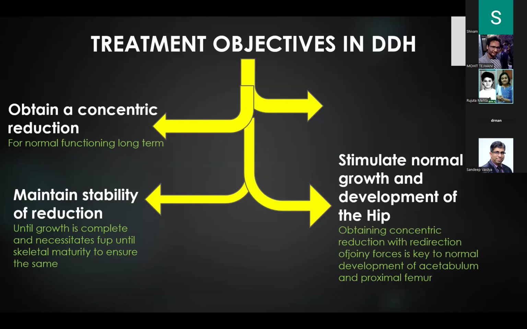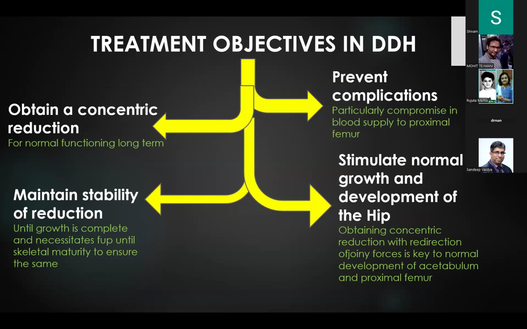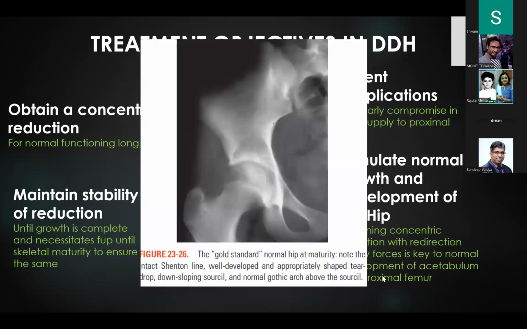So obtaining a concentric reduction with redirection of joint forces is key to normal development of the acetabulum as well as the proximal femur, and to prevent complications, particularly compromise to the blood supply of the proximal femur, arthritis, and femoroacetabular impingement. So the gold standard normal hip at maturity is basically an intact Shenton's line, a well-developed and appropriately shaped teardrop, downsloping sourcil, and normal Gothic arch above the sourcil. That is the Gothic arch above the sourcil here.